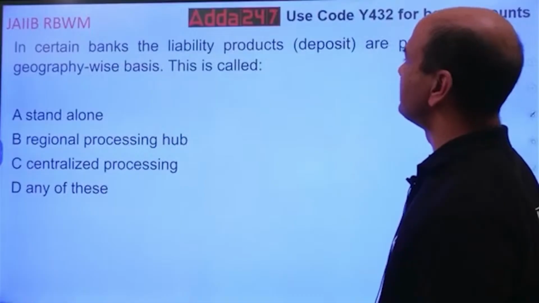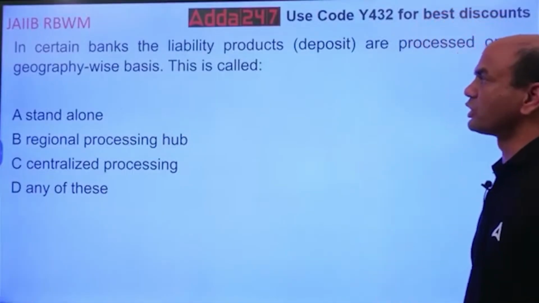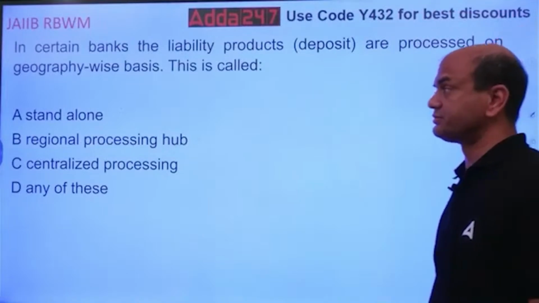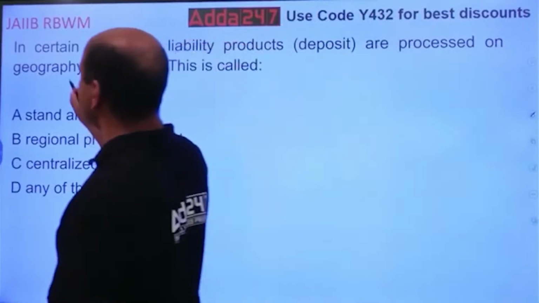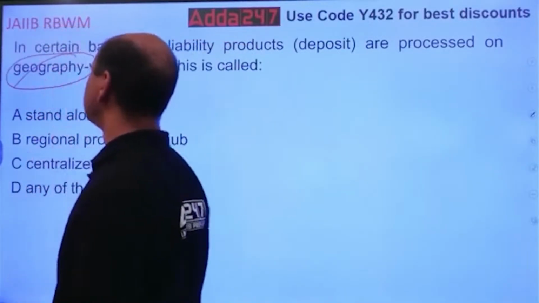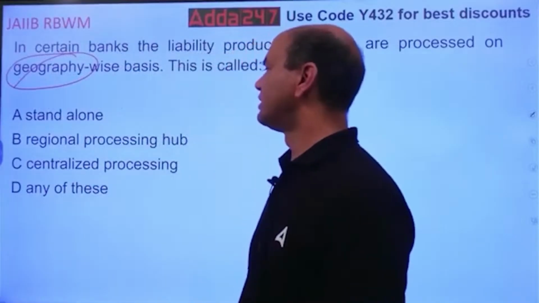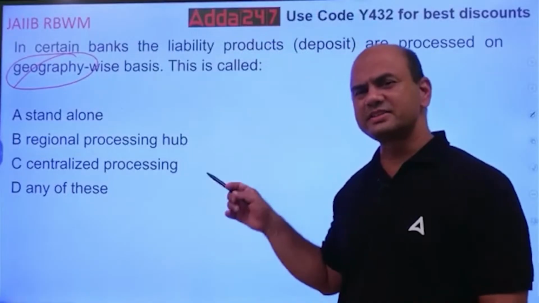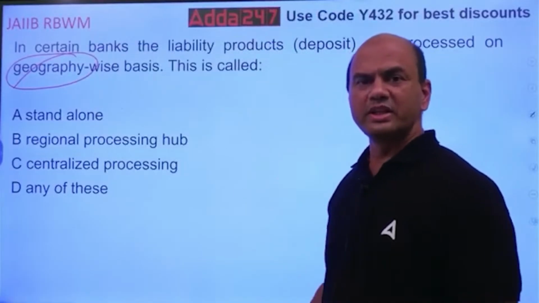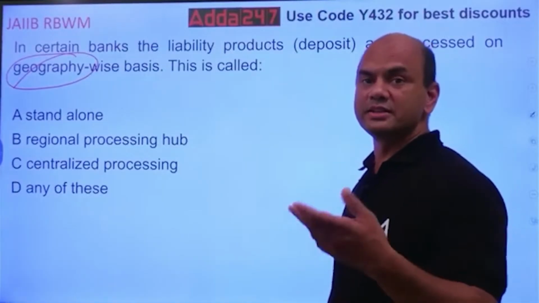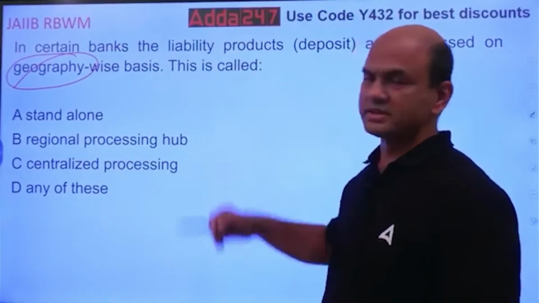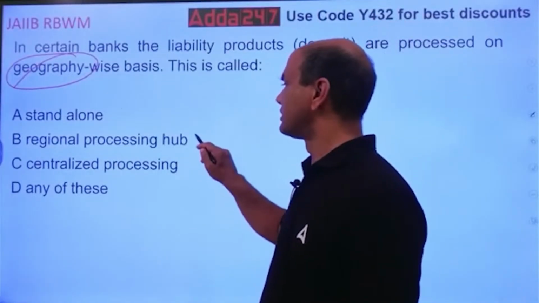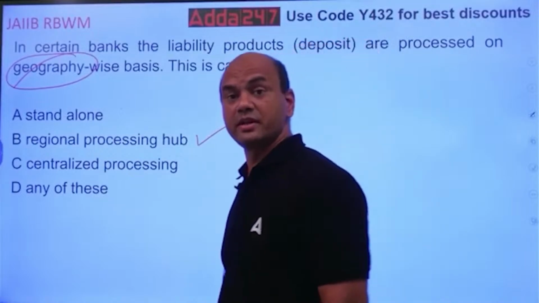In certain banks, the liability products are processed on geography-wise basis. This is called as what? Geography-wise. Standalone, regional, centralized, and any of these. Now, all of you should get this answer. It's just the same answer which I gave. Only one word is changed. I gave you regional centers. Now instead of regional, they are giving geography centers. So the answer is regional processing hub. Got it?